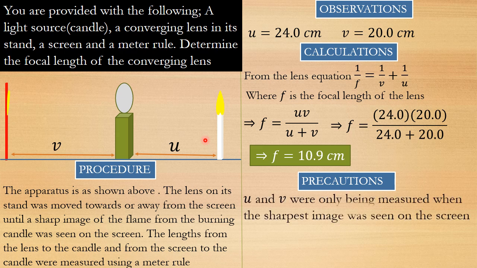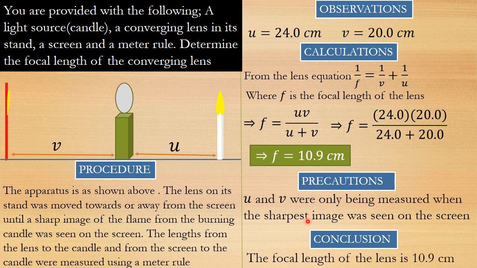Good. So we would simply tell them that u and v were only measured when the sharpest image was seen on the screen. Good. Then now friends, our conclusion is simply going to be that the value for the focal length that we have is 10.9 centimeters. Good. So friends, that's it.